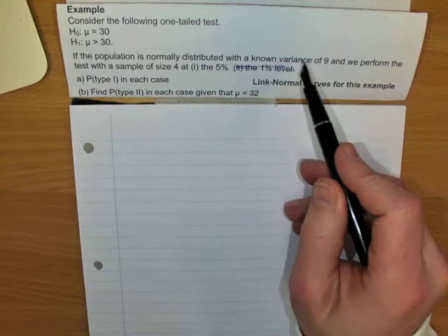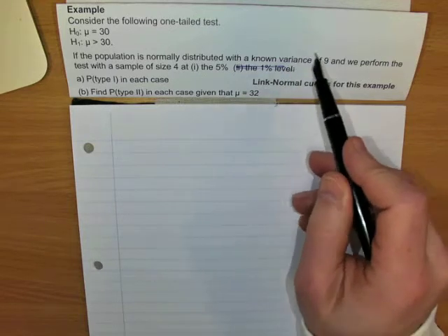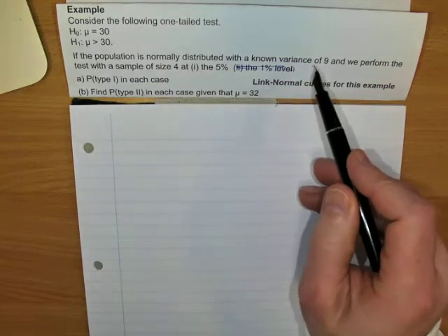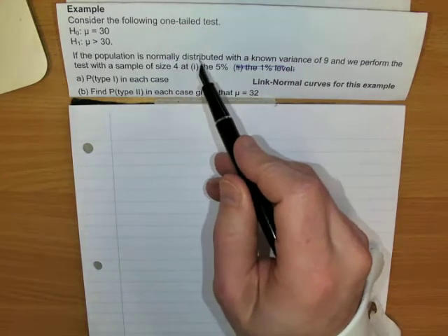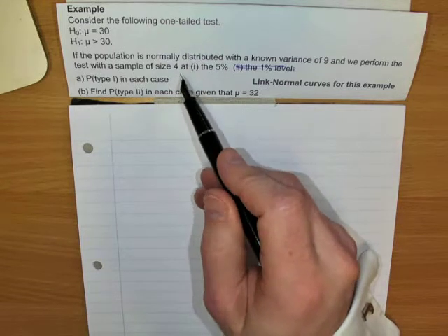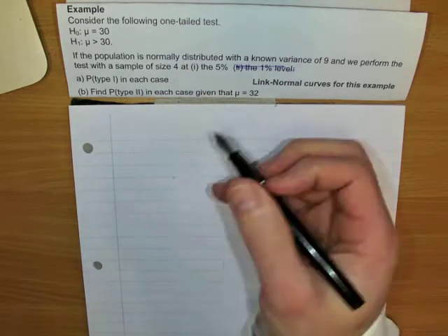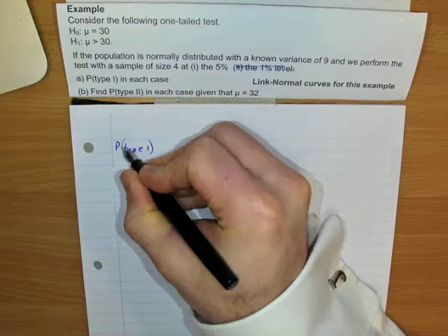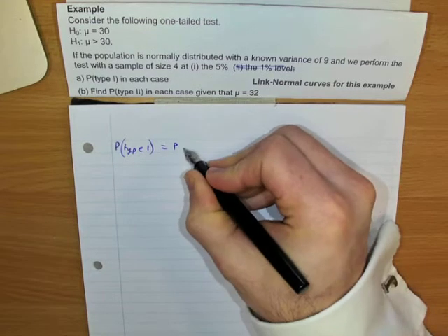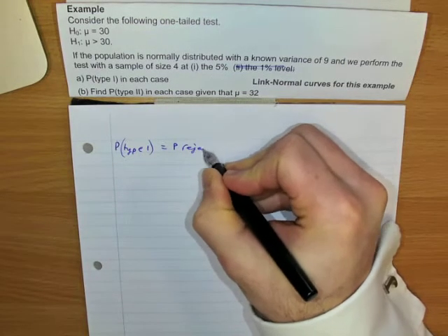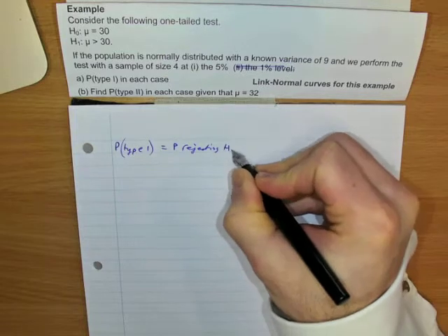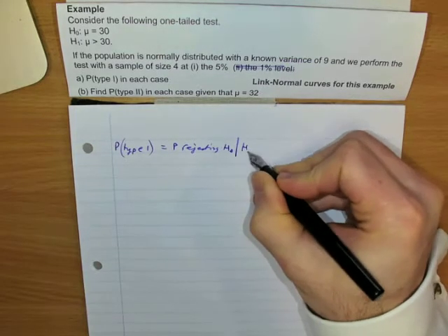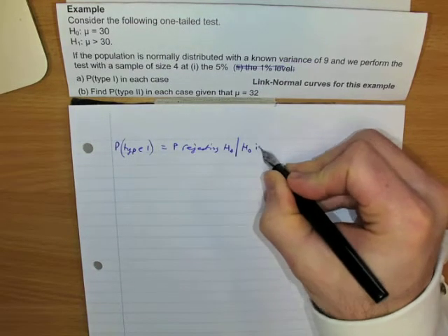Had we not known our variance, it automatically tells us it has to be t-tests. Had we not been told it's normally distributed, we then have to check the sample size to see if central limit theorem applies. But probability of a type 1 error, well, that's the probability of rejecting H0 given that it is in fact true.